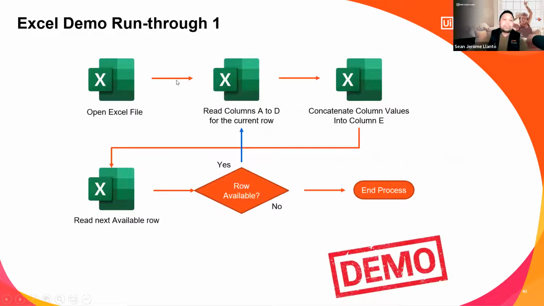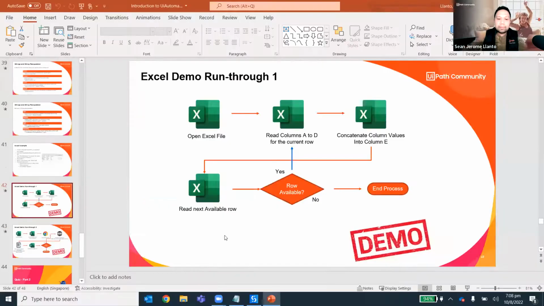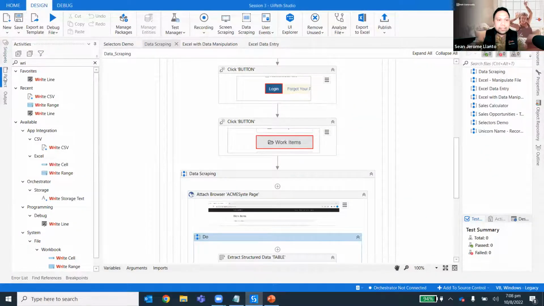So one of the demos that we would be using is we'll be just opening an Excel file. We'll be reading the columns from A to D. And what we'll do is we'll just be concatenating the column values. And then we'll just go through each of the rows. So I'll just show you the Excel file that we would be using for this.